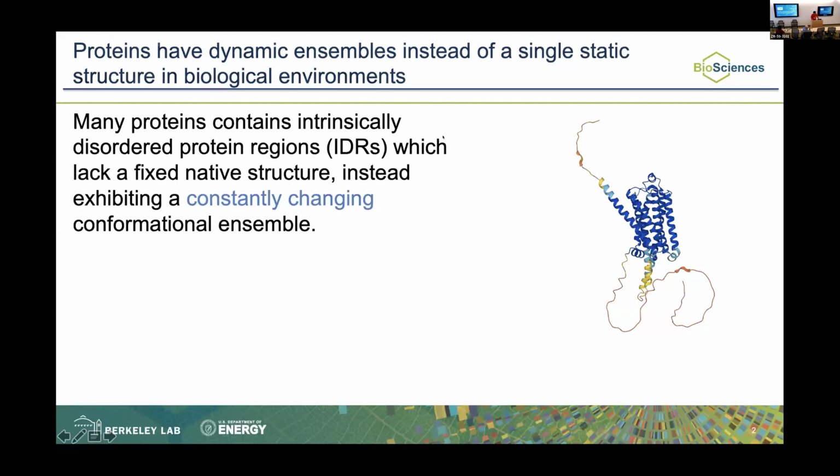So the protein I'm going to describe is a little bit different from what people usually see in AlphaFold, which I think a lot of people here are familiar with. Many proteins actually contain intrinsically disordered regions, which lack a fixed native structure, instead exhibiting a constantly changing conformational ensemble. Later, I will show a video. But here, if you look at this protein, I think it's easy to guess that the center part has structure and all the red part is without structure.